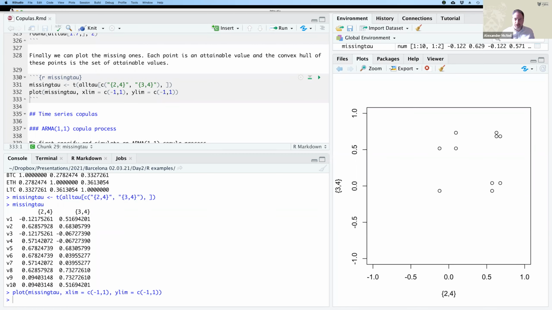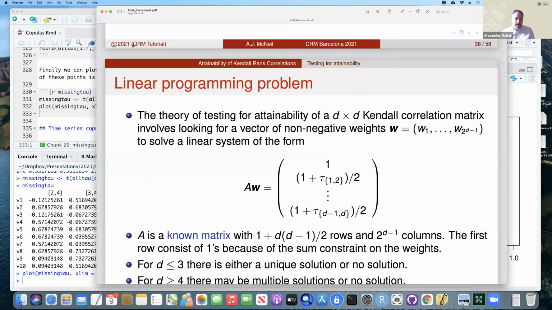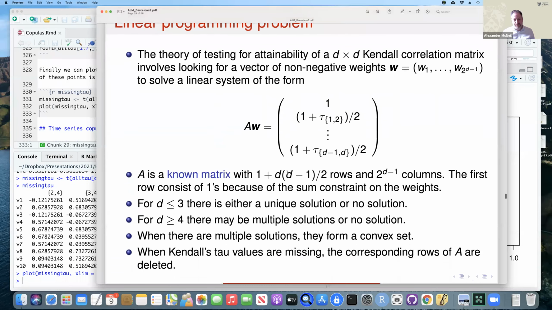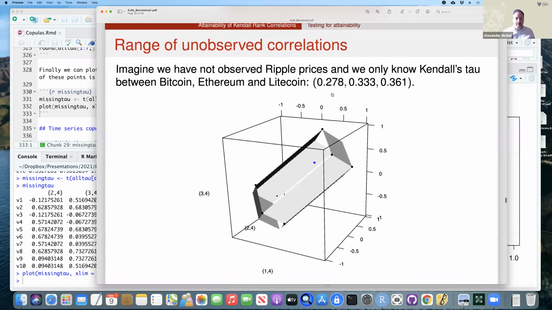So I'm going to go back to the slides to finish off this section. So back in the slides, I've hidden the details of why this works, but I've just tried to show you that there is a method here. The one that I finished with: imagine we've not observed Ripple prices. We only know Kendall's tau. Without the expert's information, there is a shape here within the three-dimensional cube. Inside this shape are the possible values for the correlations with Ripple without any information about Ripple. So the possible values between Bitcoin and Ripple, Bitcoin and Ethereum, Bitcoin and Litecoin, are in this shape here.